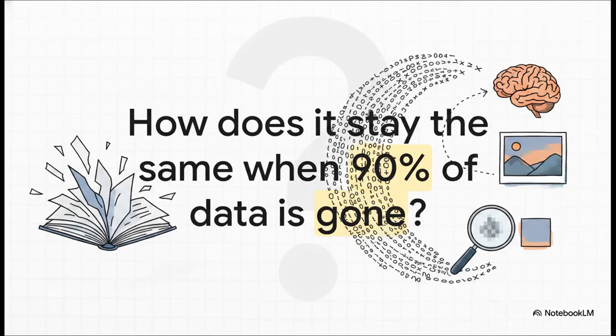So the obvious question we have to ask here is how in the world does the picture still look the exact same when 90% of the original data is just gone? Think about it. If you took a book and ripped out 90% of the pages, the story wouldn't make any sense at all, right? Yet, with a compressed photograph, our brains don't even register that a single thing is missing. Well, this incredible reduction is completely thanks to mathematics that perfectly exploits human biology.